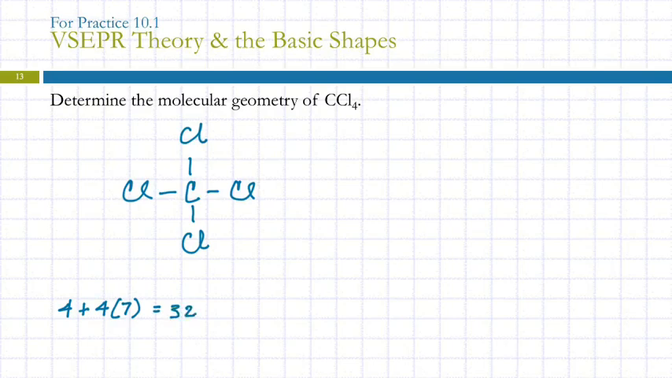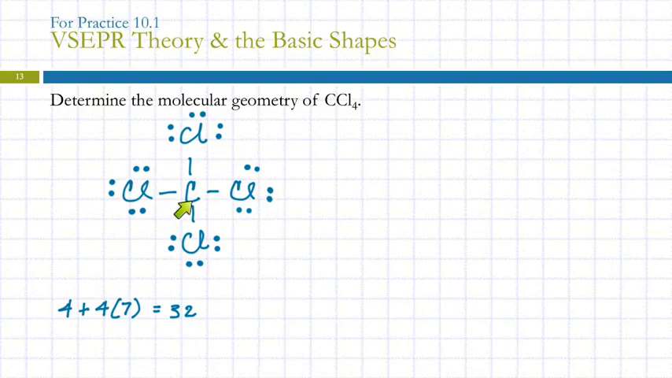We have 2, 4, 6, 8 in the bonds. 10, 12, 14, 16, 18, 20, 22, 24, 26, 28, 30, 32. So everybody can have an octet with only single bonds. That's the starting point for applying VSEPR theory.